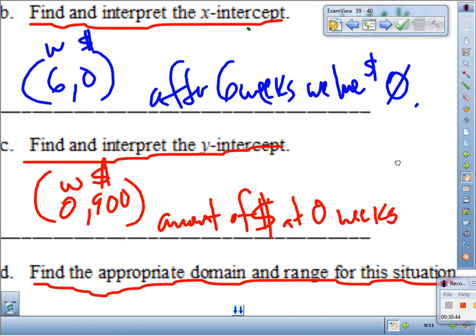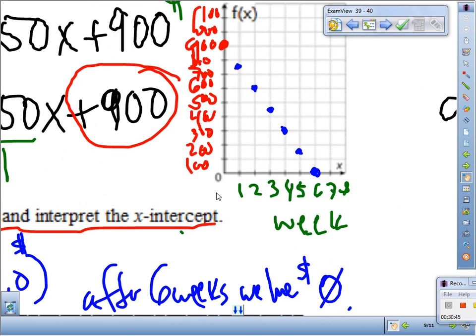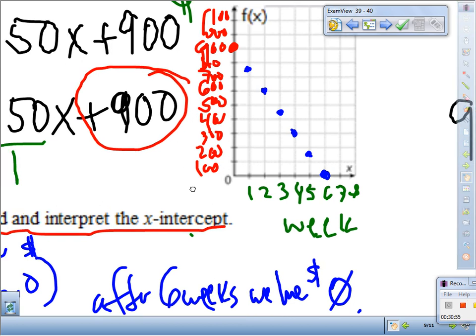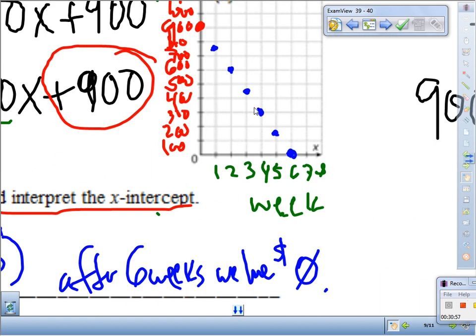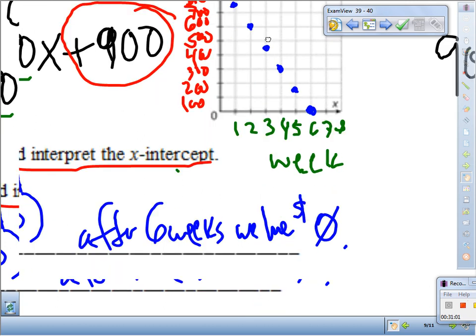Domain and range. How about domain? What is domain? From 0 to 6 by 1s, yes? How about range? But does it go by 100s? 150, 300, 450, and so on and so forth, by 150.